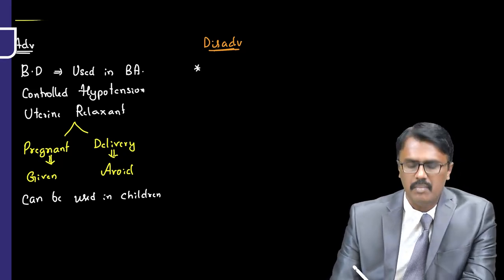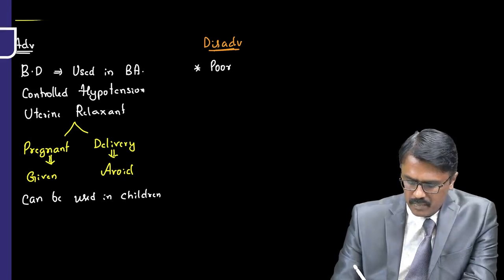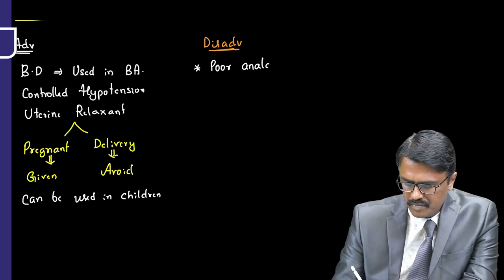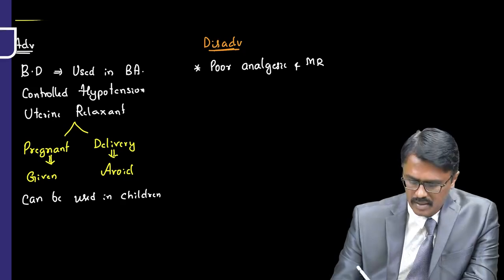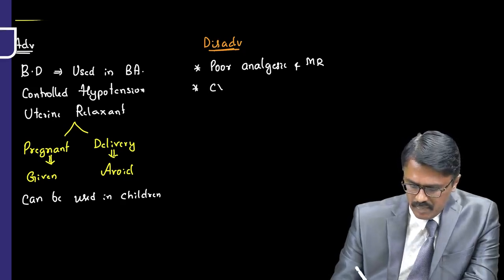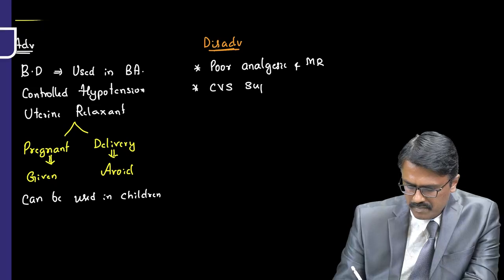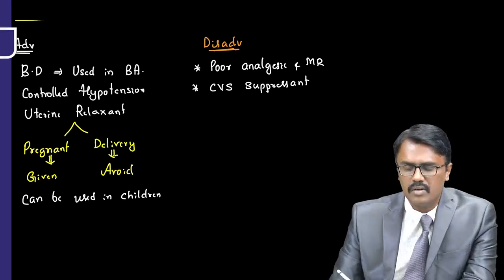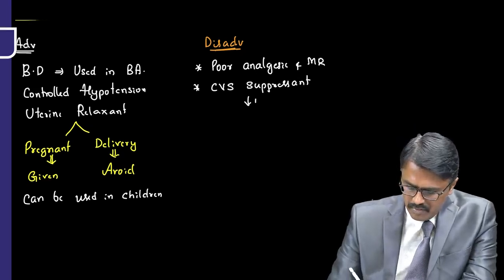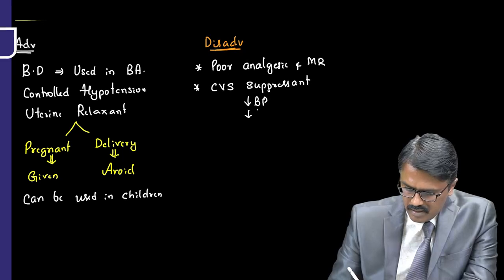Now, number one, it's a poor analgesic. So, pain is not reduced. And poor muscle relaxant. And it's a myocardial suppressant, CVS suppressant. So that's what we have written. It is going to cause controlled hypotension. Certainly the BP may fall, the heart rate may decrease.